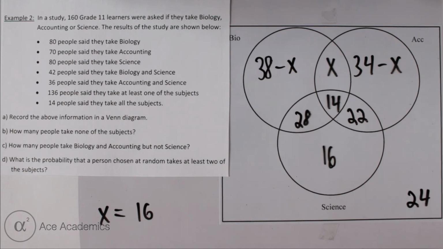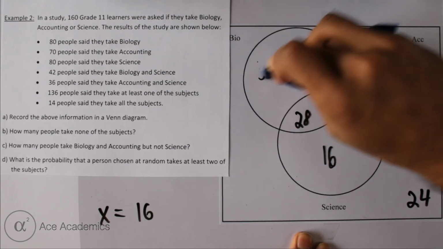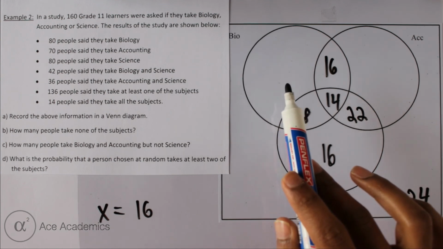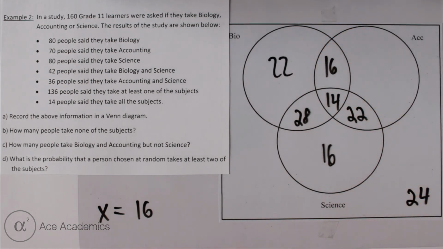Now that we have the unknown, we can go and complete our Venn diagram by filling in the unknown value. So wherever x is, we're going to replace it by 16. So the middle section is 16. The biology section was 38 minus 16, which is simply 22. And the accounting section was 34 minus 16, which is simply 18. Right, now our Venn diagram is complete. Let's move on to question B.